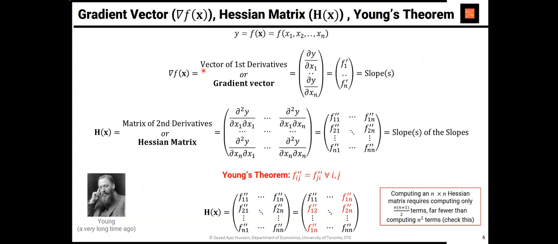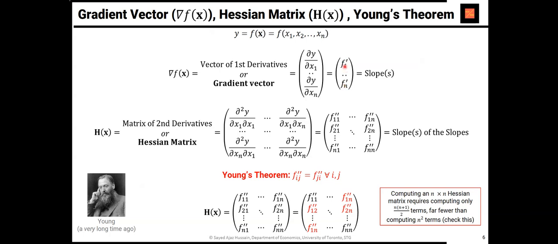In general, when you have a function with many, many x's, you can define the following quote unquote creatures. First of all, there's a gradient vector. The upside down triangle is the universal symbol for the gradient vector, which is a fancy word for the vector of first derivatives, because first derivatives are slopes. Since you have n x's, there must be n slopes. So here's a slope with respect to x1, x2, x3, all the way to xn. This vector is called the gradient vector.